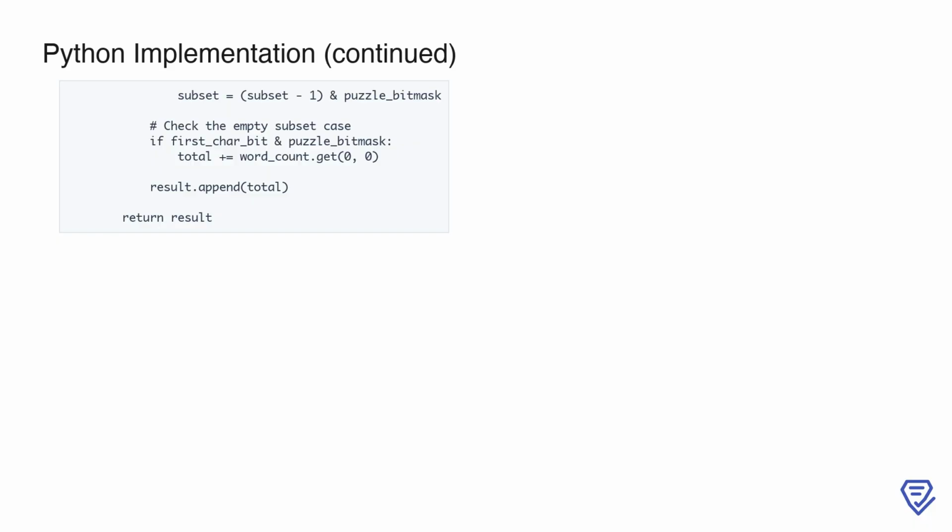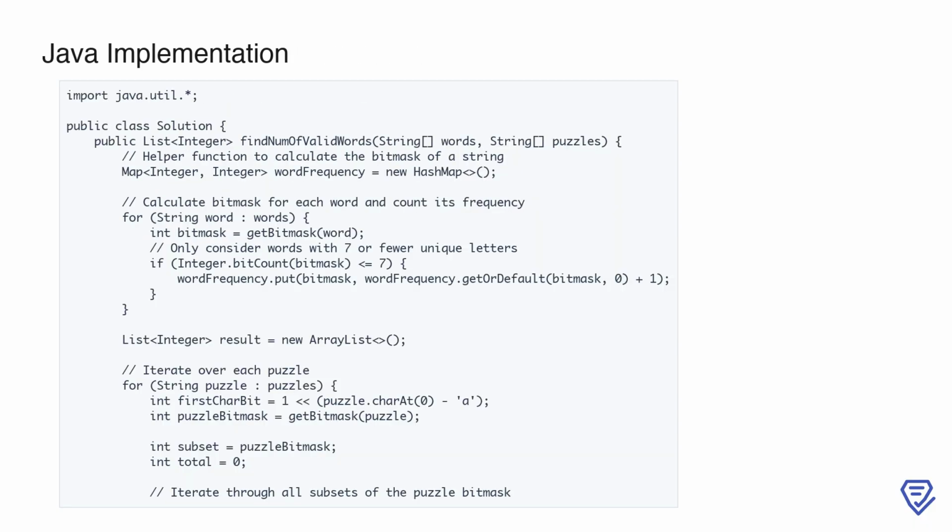Once the loop ends, we handle the special case of the empty subset, which represents no letters selected from the puzzle. If the first letter of the puzzle is present in the puzzle's bitmask, we add the count of words corresponding to the all-zero bitmask. Finally, we append the total count of valid words for the current puzzle to the result list. Once all puzzles are processed, we return the result list, which contains the number of valid words for each puzzle in the input.